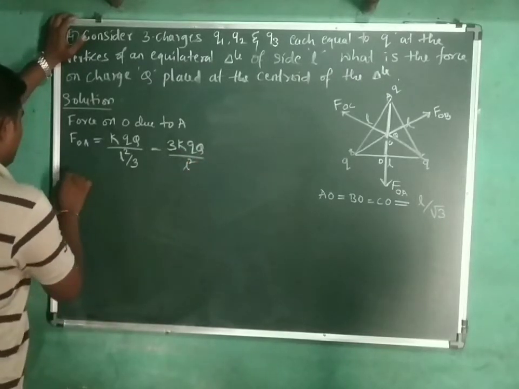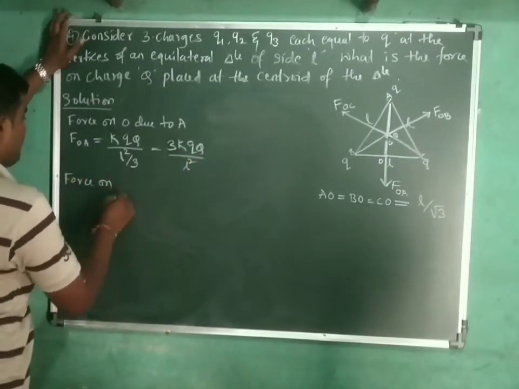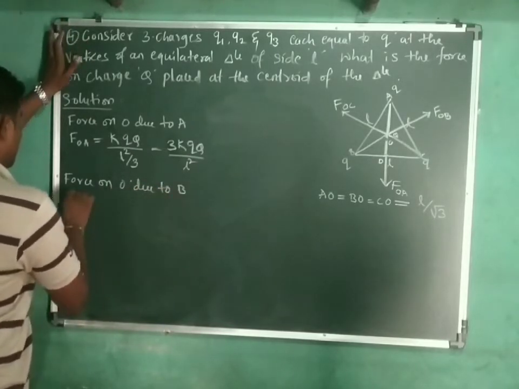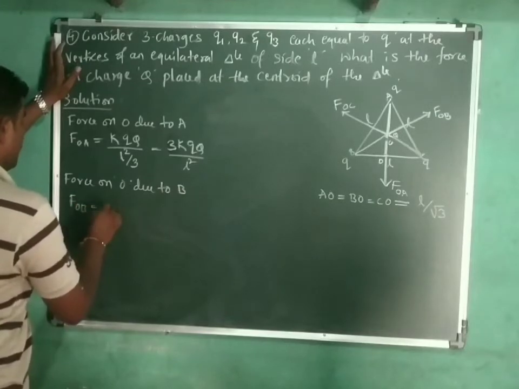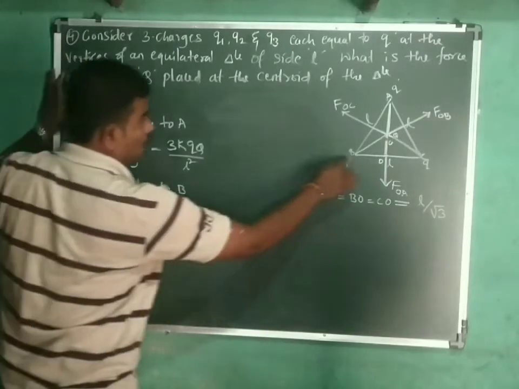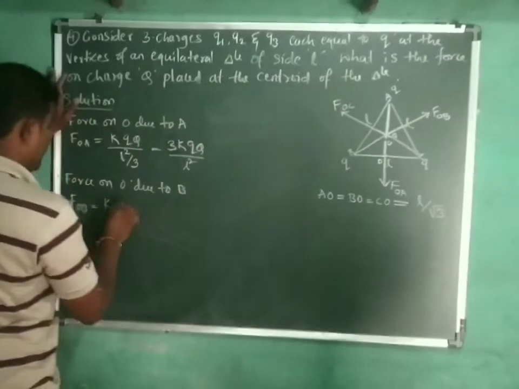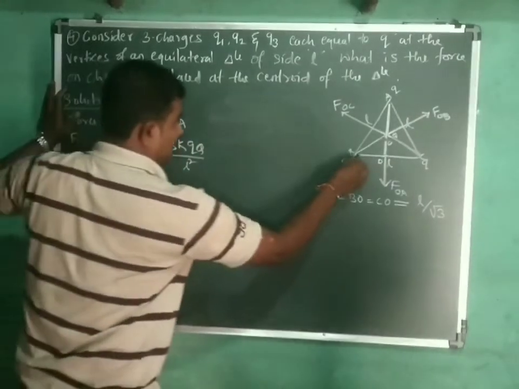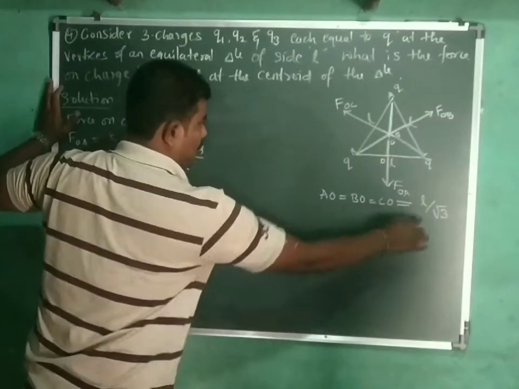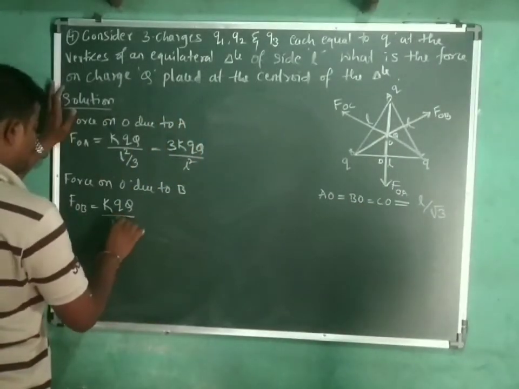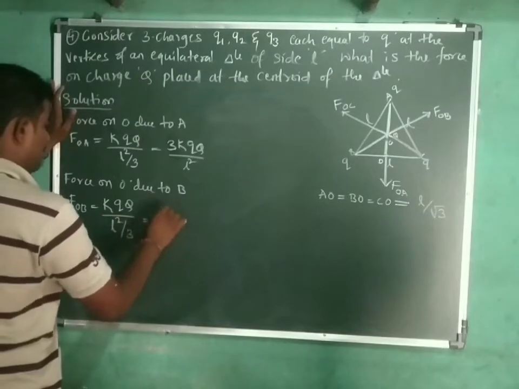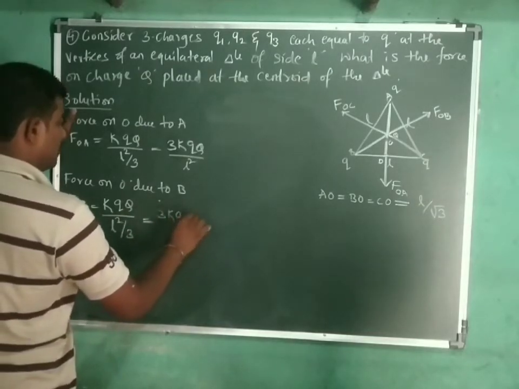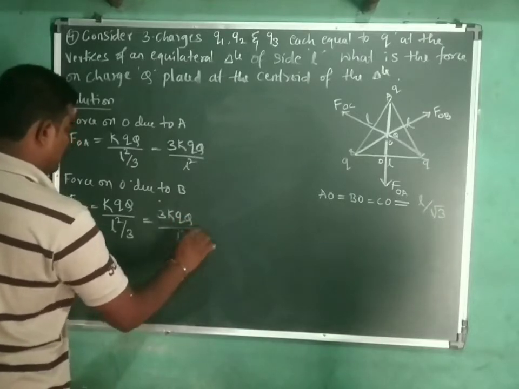Similarly, the force on O due to B, that is FOB, is equal to K Q1 Q2, that is Q into Q, divided by R square. R square is this distance BO, BO is equal to L square divided by 3. So it is 3K Q square divided by L square.